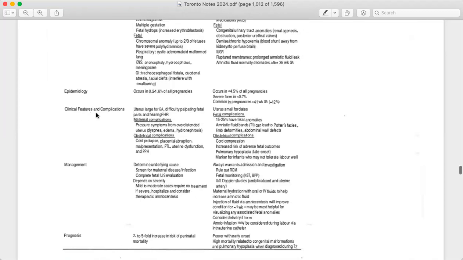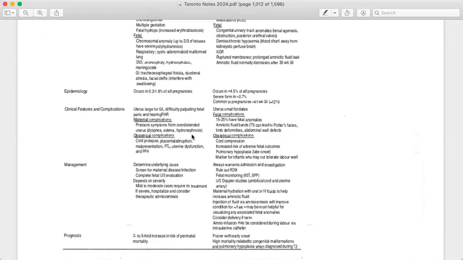Then coming to the clinical features of polyhydramnios, the clinical features are pressure symptoms. Why? Because amniotic fluid is too much, causing dyspnea, edema, and hydronephrosis, or obstetrical complications, where any part of the fetus or placenta can be pushed out because of the pressure. So cord prolapse, placental abruption, malpresentation, preterm labor, uterine dysfunction. Inside, the pressure is too much, so they can push the cord outside, or preterm labor could happen, or placental abruption could happen.